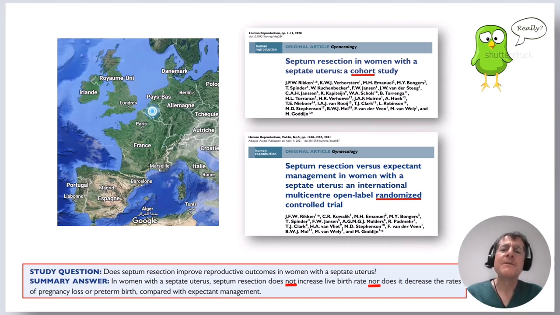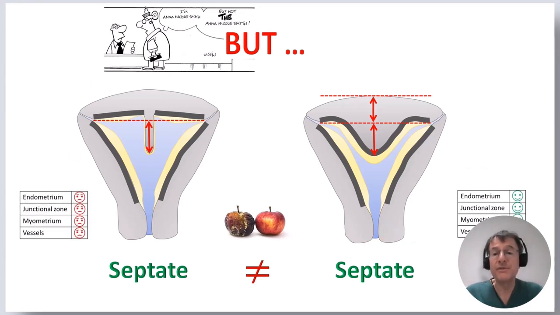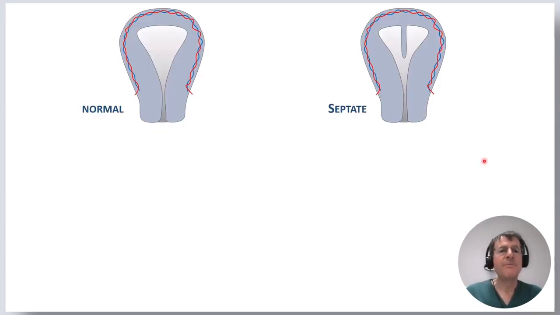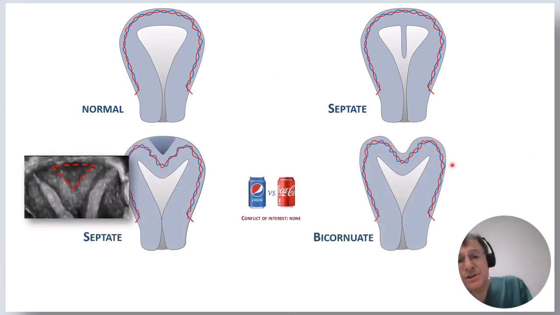Well, probably because we look at different things. Because here that's a septate uterus, and that's also a septate uterus with all the definitions available now. But you see, it's different. So you have this normal septate uterus. You also have this septate uterus, and that resembles more the bicornuate.